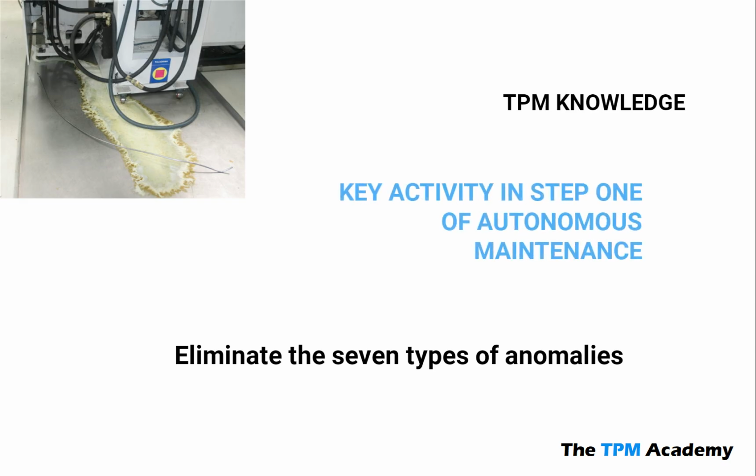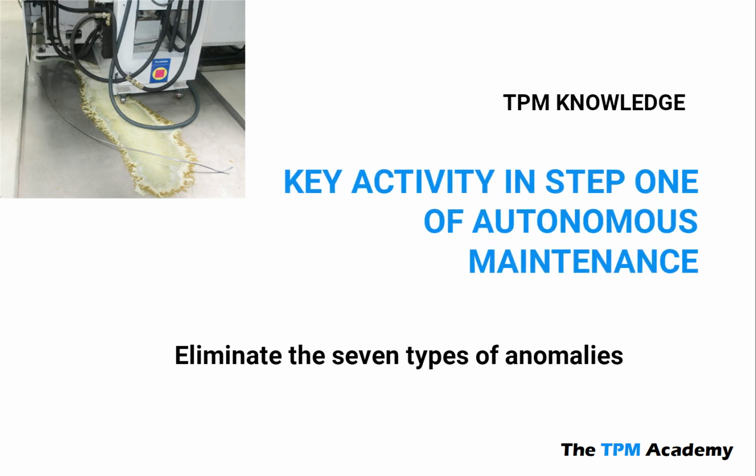Eliminating anomalies is a critical task to enhance machine reliability. The autonomous maintenance methodology was developed by JIPM with the understanding that, firstly, it's essential to restore the basic conditions of the equipment. This involves removing all types of anomalies and defects, thereby addressing accumulated deterioration and preparing the machinery for more productive preventive maintenance tasks.